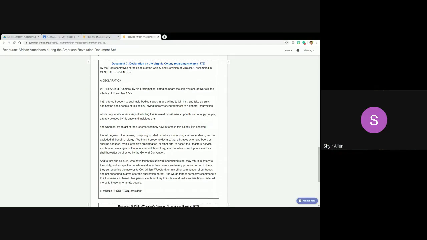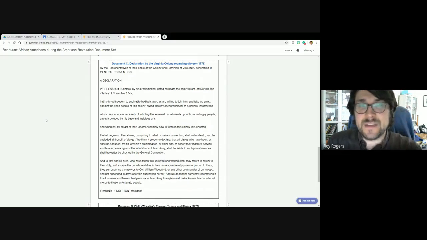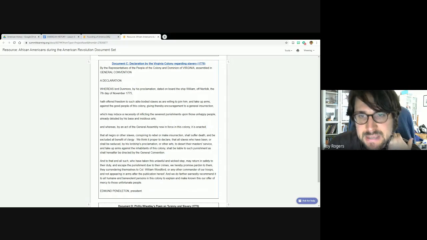So here's what they said. Were they supporting it? Well, we're going to see in a second. All right, so this is document C, declaration by the Virginia colony regarding slavery. By the representatives of the people of the colony and dominion of Virginia assembled in general convention and declaration. Whereas Lord Dunmore, by his proclamation dated aboard the ship William off Norfolk, the 7th day of November 1775, has offered freedom to such able-bodied slaves that were willing to join him and take up arms against the good people of this colony, hereby giving encouragement to a general insurrection, which may be induced by a necessity of inflicting the severest punishments upon those unhappy people already deluded by his base and insidious arts.